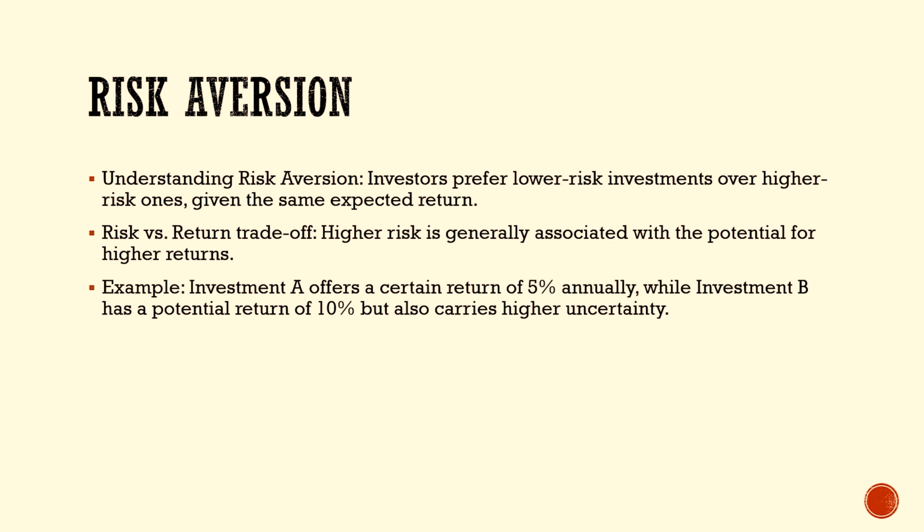Now let's talk about risk aversion. Imagine you have two investment options. One promises a certain return of 5% annually, and the other might give you a higher return of 10%, but comes with a higher uncertainty. Which one would you choose? A risk-averse investor tends to prefer the first option with a certain return, while risk takers might opt for a higher yield but riskier investment. Therefore, a risk-averse investor prefers certainty over risk.